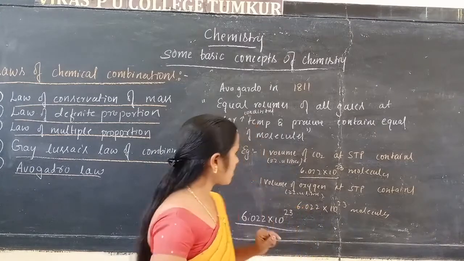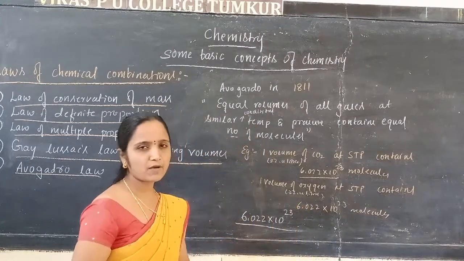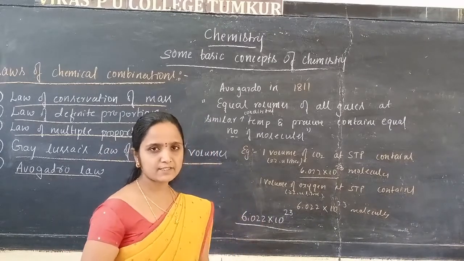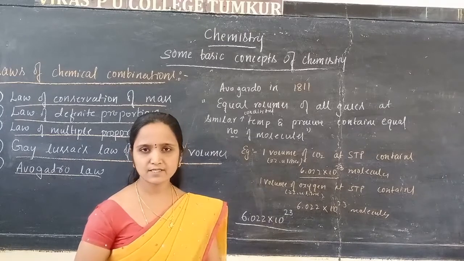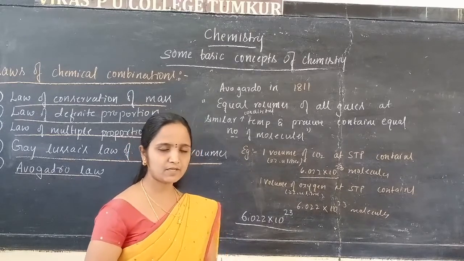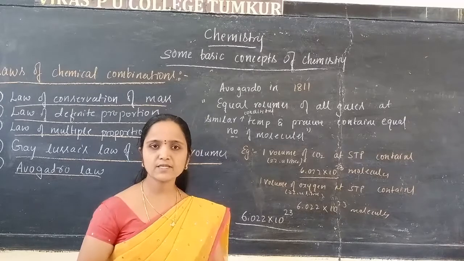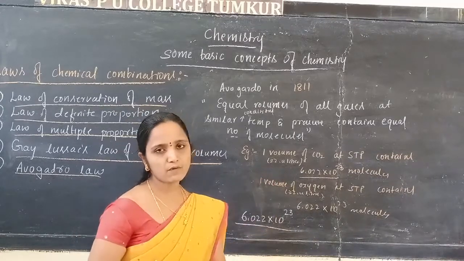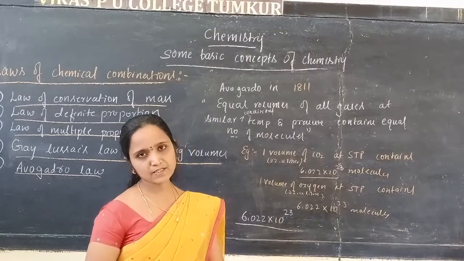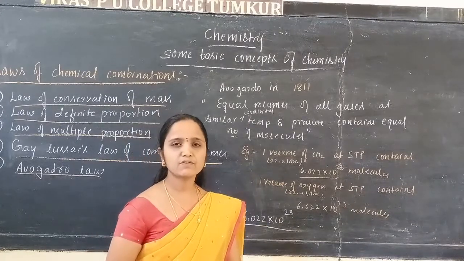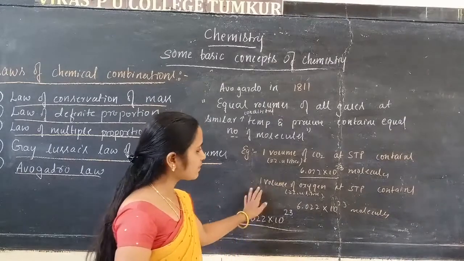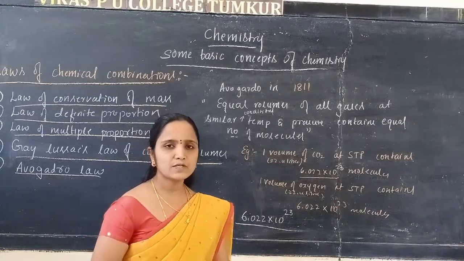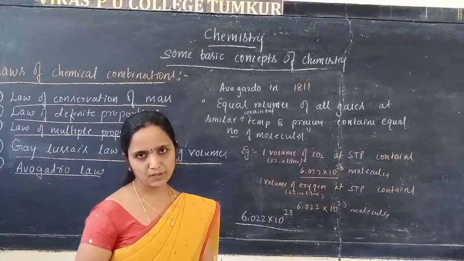This is about Avogadro's law. This law was proposed by Avogadro in the year 1811. It states that equal volumes of all gases at similar temperature and pressure contain an equal number of molecules. For example, one volume of CO2 at STP contains 6.022 × 10^23 molecules. Likewise, one volume of oxygen at STP contains 6.022 × 10^23 molecules.